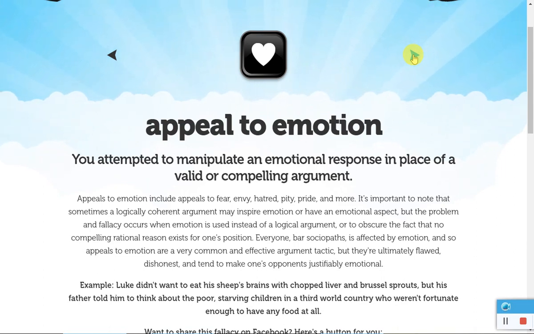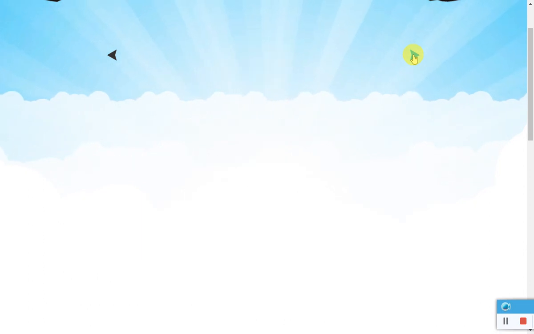Everyone, bar sociopaths, is affected by emotion, and so appeals to emotion are a very common and effective argument tactic, but they are ultimately flawed, dishonest, and tend to make one's opponents justifiably emotional. Example: Luke didn't want to eat his sheep's brains with chopped liver and Brussels sprouts, but his father told him to think about the poor, starving children in a third world country who weren't fortunate enough to have any food at all.